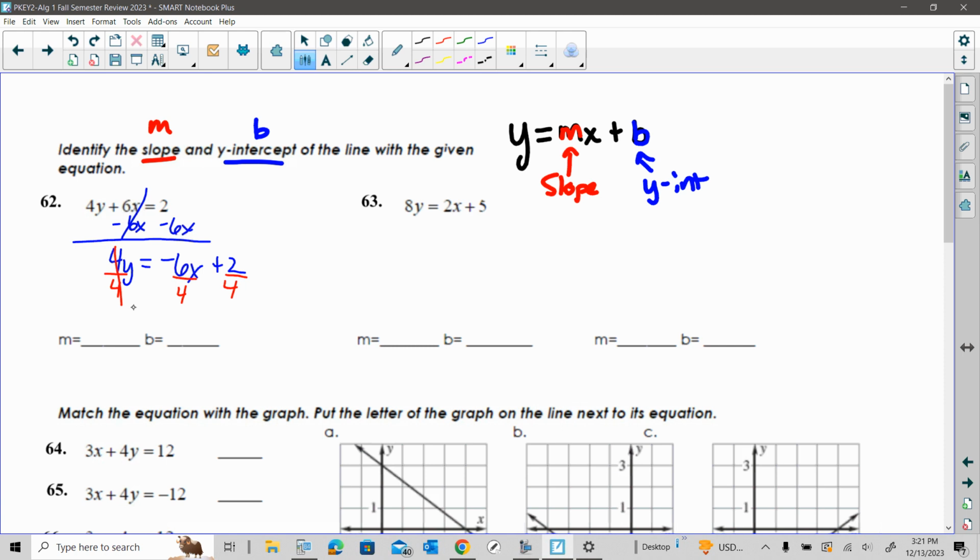That will cancel, and we will see our equation as, and I'm just going to write it over here next to it, y equals, we can reduce this to negative 3 over 2x plus 1/2. So there's our slope, negative 3 over 2. There's our b, 1/2. So that's all we're doing here. I think this is a repeat. Sorry about that if it is.